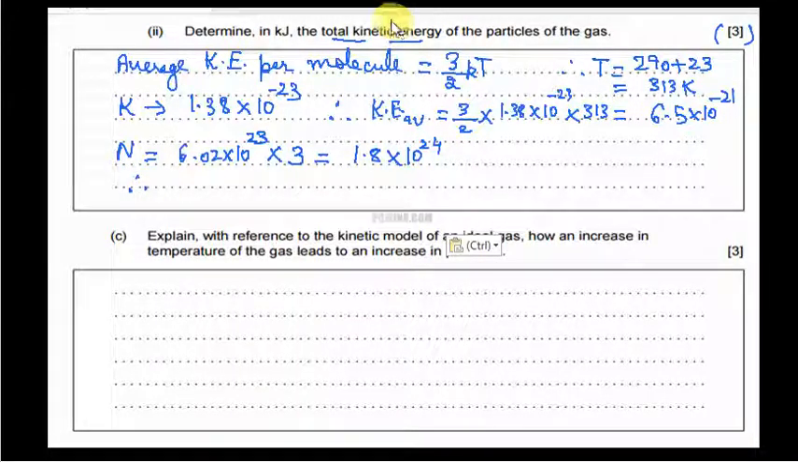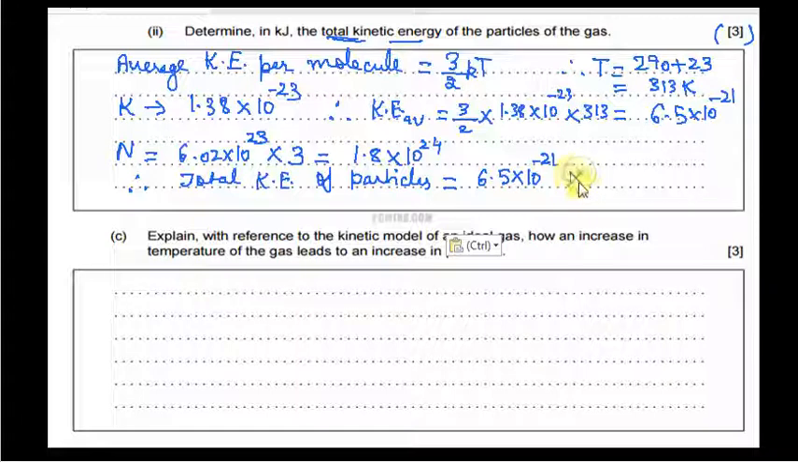Therefore, the question asks you the total kinetic energy of the particles. Therefore, the total kinetic energy of the particles, or all the molecules, would be the average kinetic energy per molecule into the number of molecules. So we have 6.5 into 10 to the power minus 21 as the average kinetic energy per molecule multiplied by the number of molecules, that's 1.8 into 10 to the power 24. And on solving this, you just get your answer straight away, 12 kilojoules.